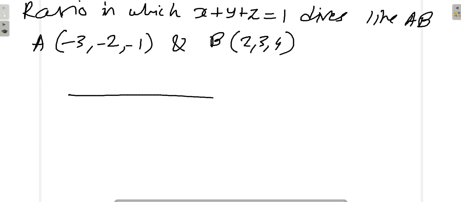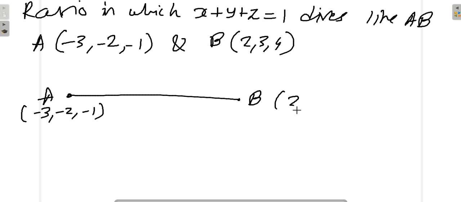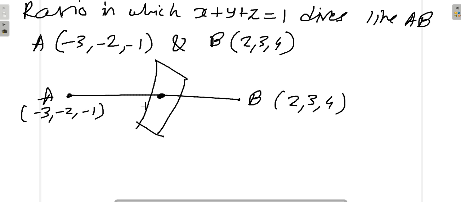So this is the situation. This is point A, this is point B, and suppose this is a plane. The point on the plane, say P, and let us consider that P divides AB in the ratio k is to 1. So what are the coordinates of P? You can use the section formula.